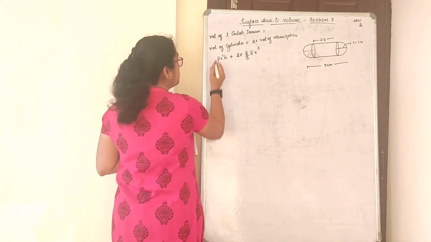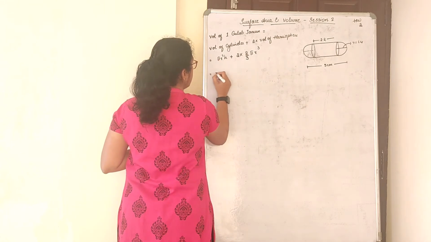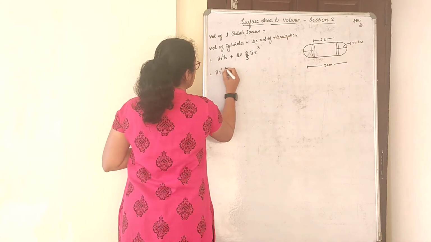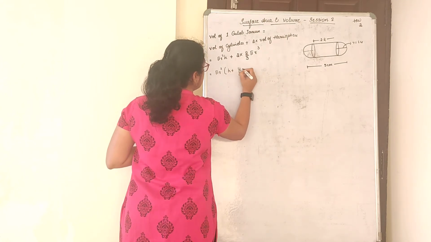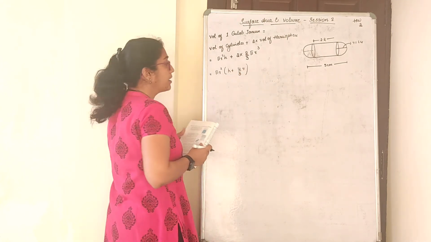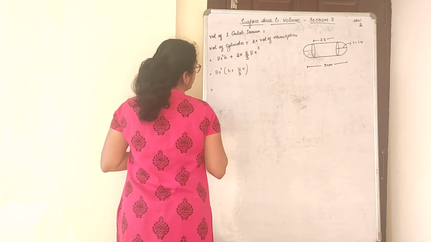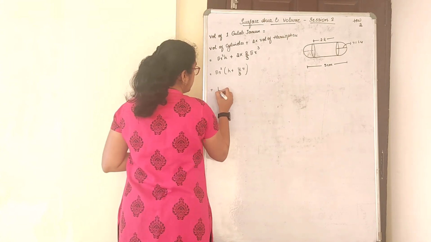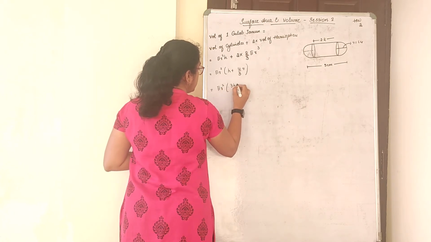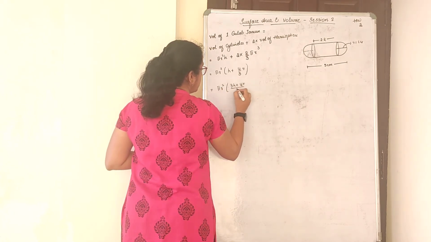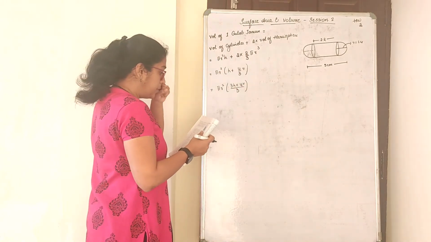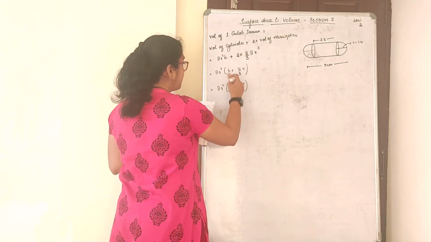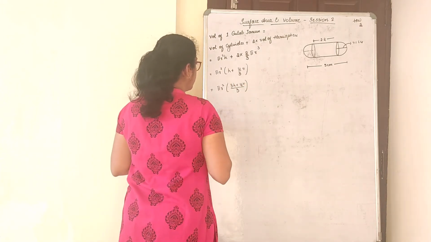What best can you take common here? Check. You can take pi r square common, h plus 4 by 3 r. If you want to take common, take LCM now only and write it. It will be better: pi r square of 3h plus 4r divided by 3. I took pi r square common, so we got inside it, after taking LCM, 4r plus 3h divided by 3.